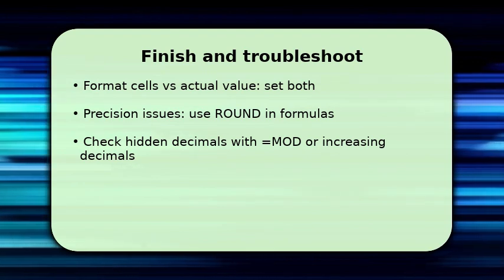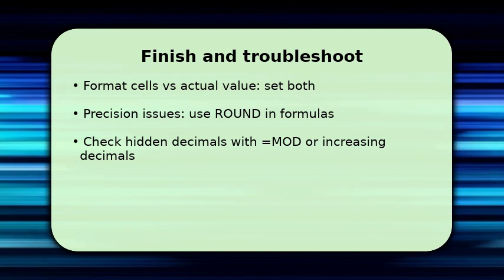Quick troubleshooting. Use equals MOD, cell, 1, or increase decimal places to reveal hidden fractions, and then fix with round.